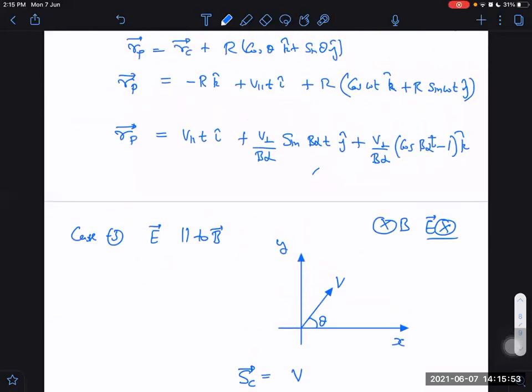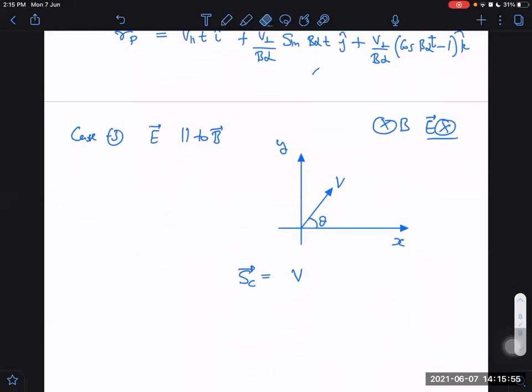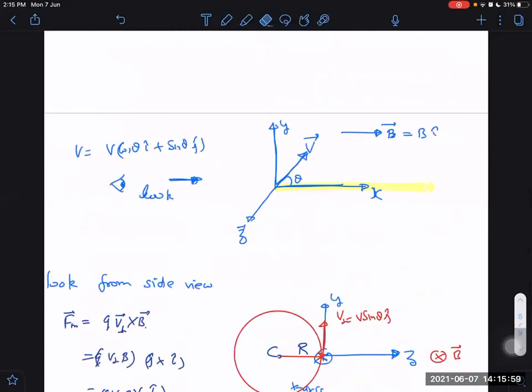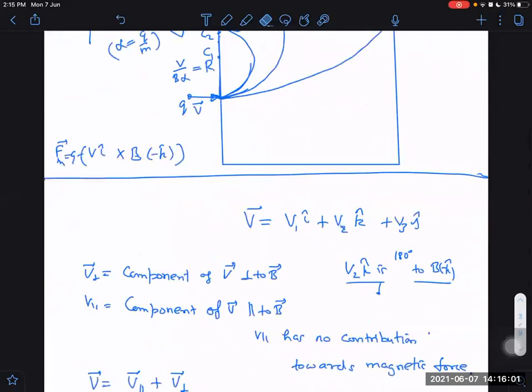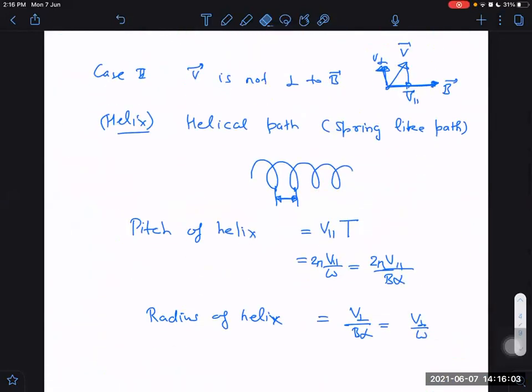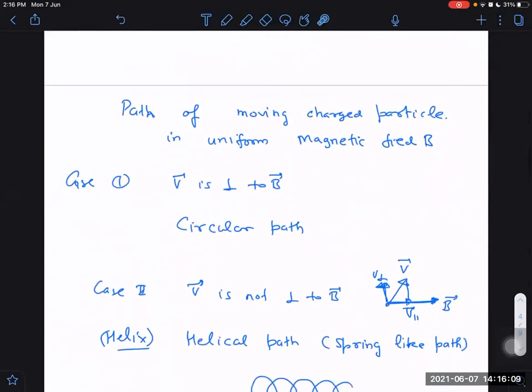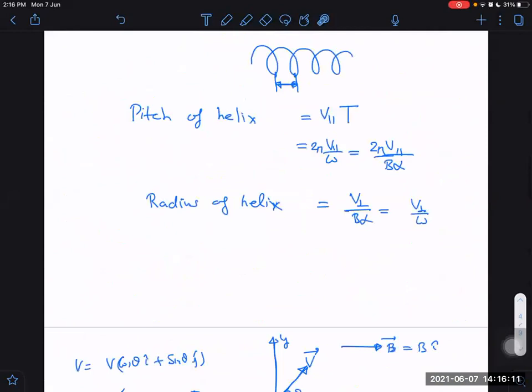Wait a second. I think I have changed the situation slightly. What was the situation last time? Last time it was the x-axis, sir. Now it is Z. V is along X. Last time I had taken velocity V parallel along B, right? Yes, sir.